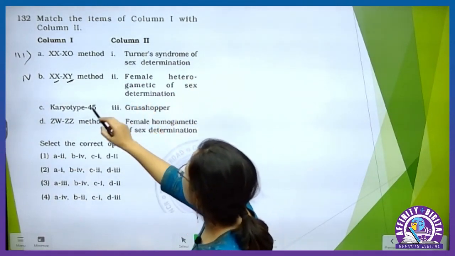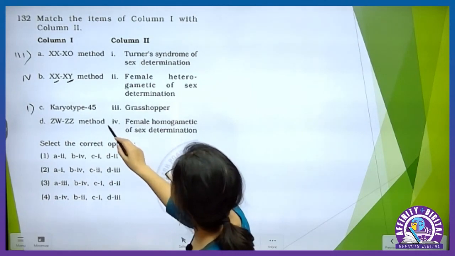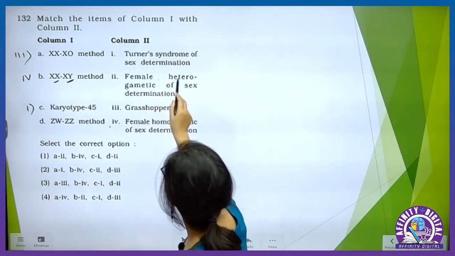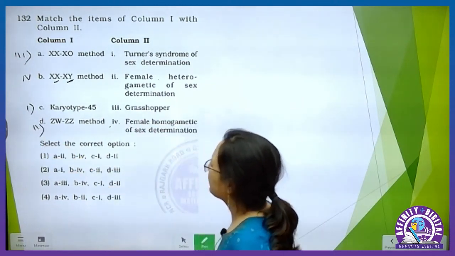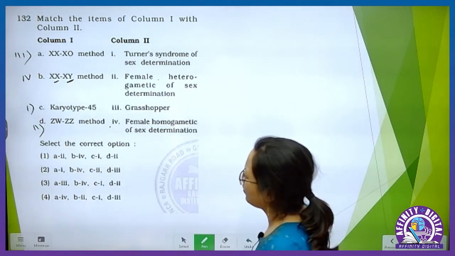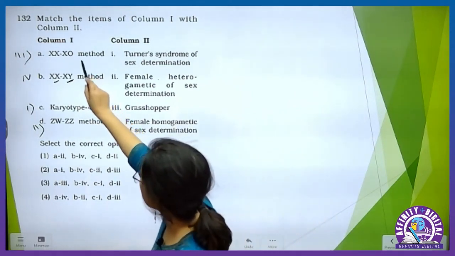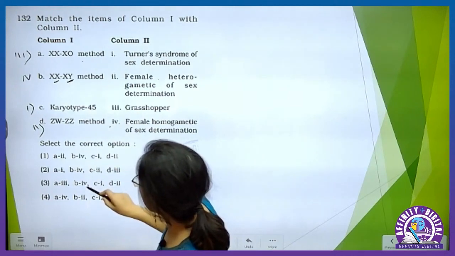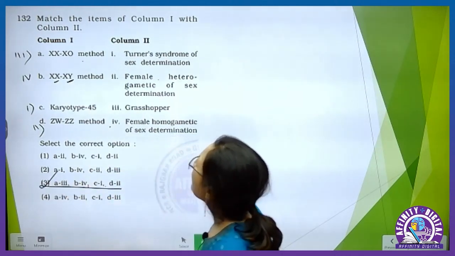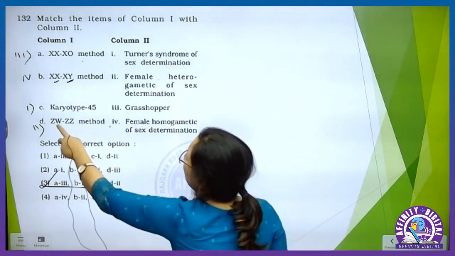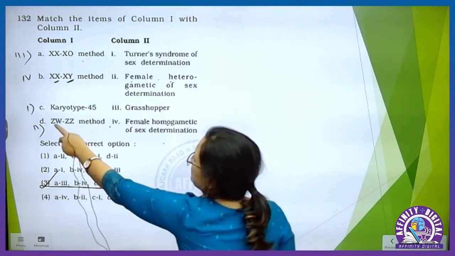Karyotype 45, C1 and ZW, ZZ. This will be in the case of birds. Female heterogametic, of sex determination 2. A3, A3B4, C1D2, A3B4, C1D2, 3. Now, how does it say female homogametic or female heterogametic here?